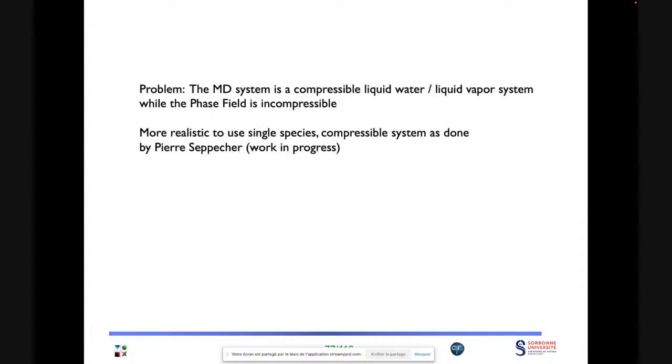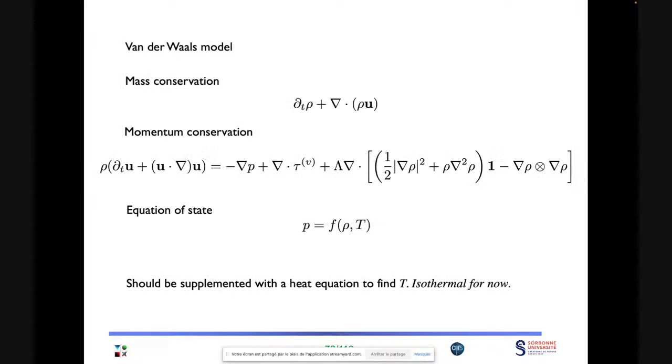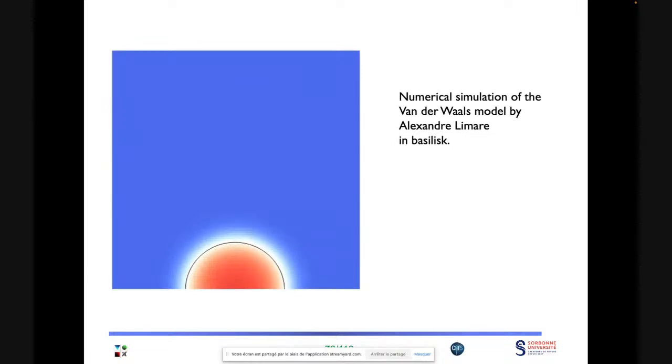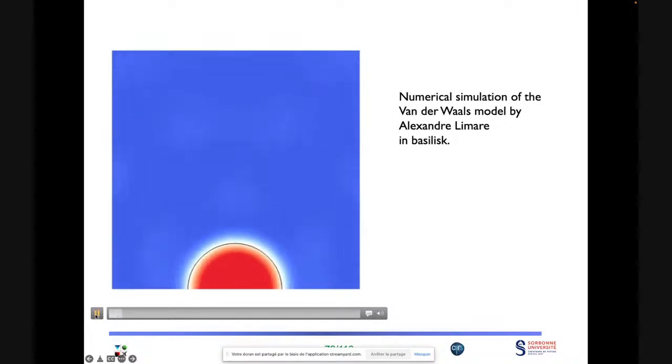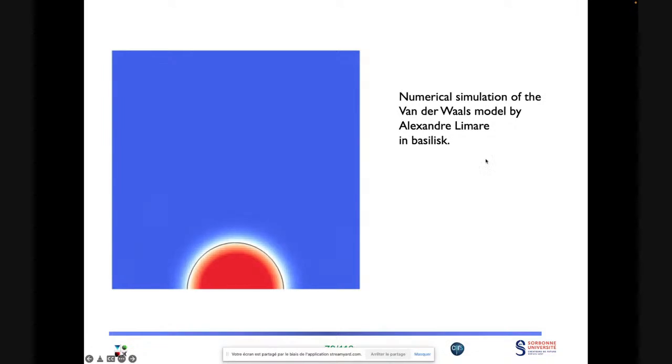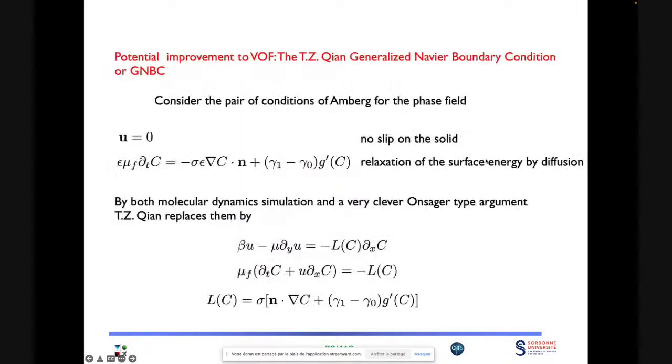So maybe we should use a compressible system. I've written here the compressible equations. And Alexandre Limare had implemented this in Basilisk, so we can now have a contact line with the van der Waals model. But we don't know whether it's going to be better for that.